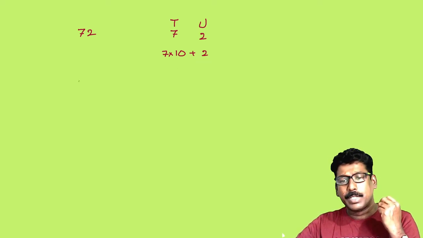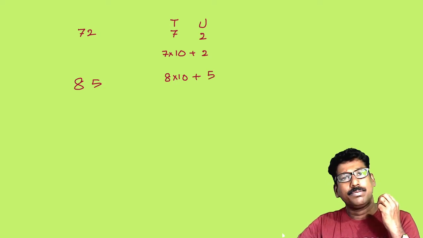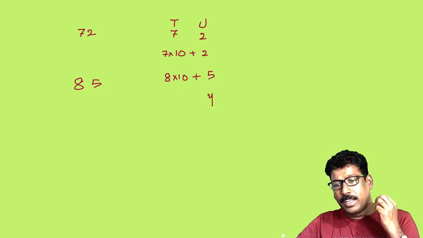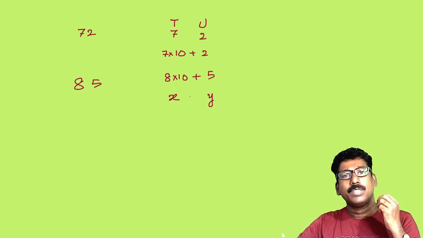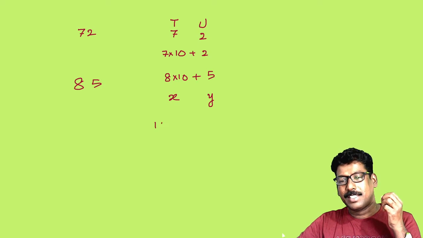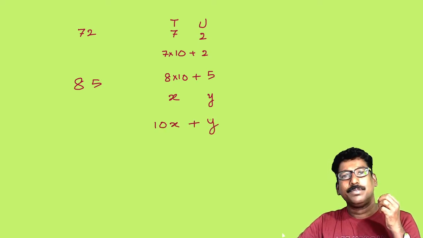Now, if a number is 85, how will you write it? Yes, of course, you can write it as 8 into 10 plus 5. If it is so, let the digit in the unit place be y and the digit in the tens place be x. How will you represent this number? You can write it as 10x plus y.